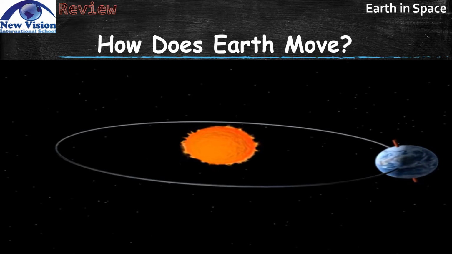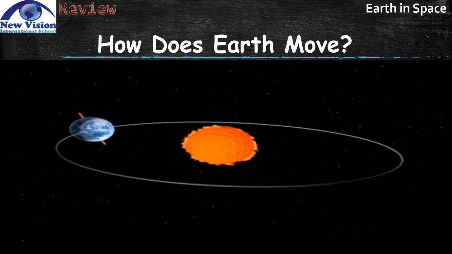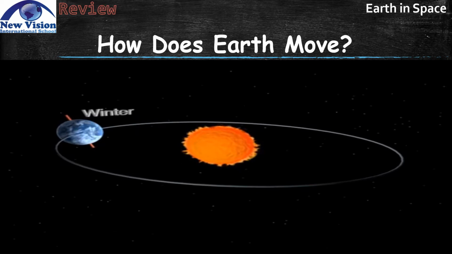In half a year, the Earth will revolve elliptically counterclockwise around the Sun, while the axis stays tilted at 23.5 degrees. When the axis tilts away from the Sun, the northern hemisphere then experiences winter, and the southern hemisphere experiences summer.